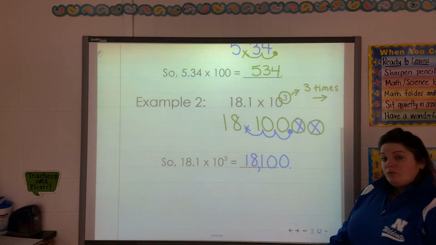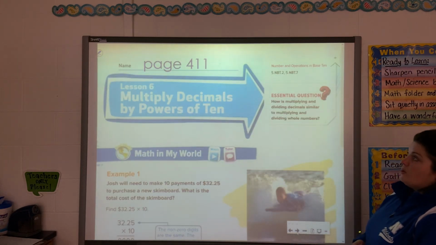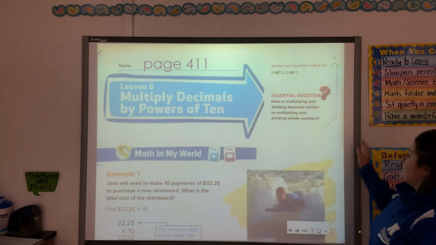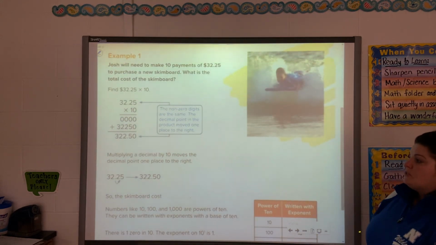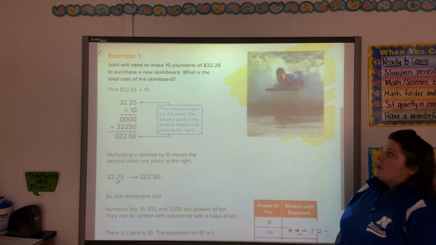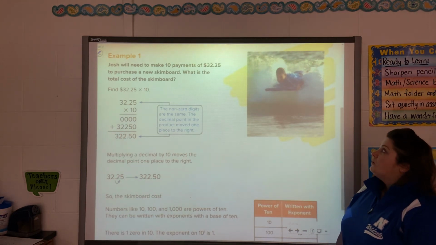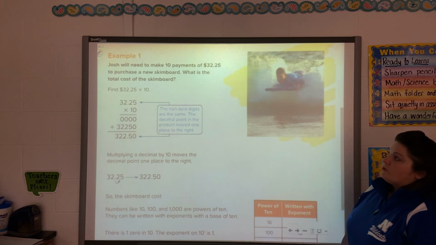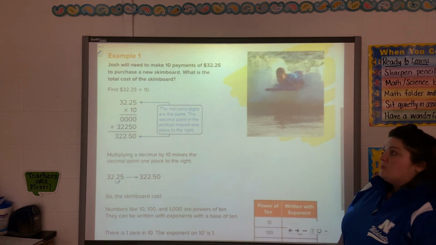All right, let's switch over to our My Math books. We are on page 411, multiplying decimals by powers of 10. In our first example, Josh will need to make 10 payments of $32.25 to purchase a new skim board. What is the total cost of the skim board? So we are finding $32.25 times 10.